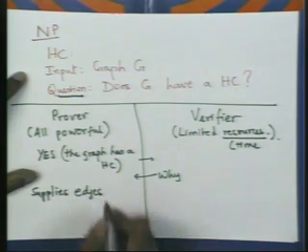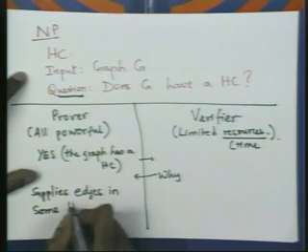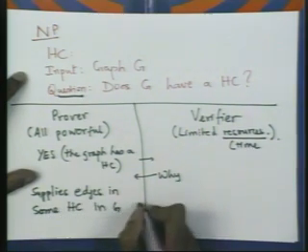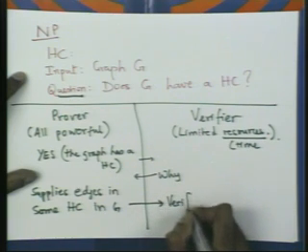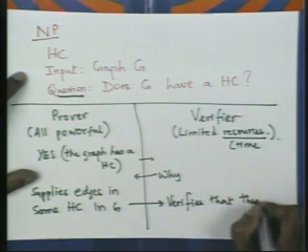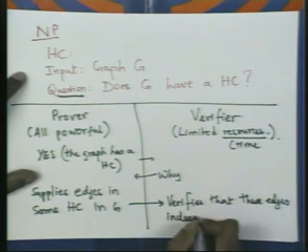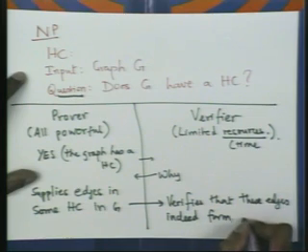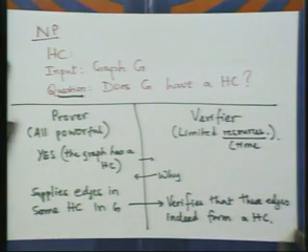Okay, the verifier then asks why, and the prover supplies edges in some HC in G. Okay, and the verifier verifies that these edges indeed form a Hamiltonian cycle. Okay, so this is the conversation.